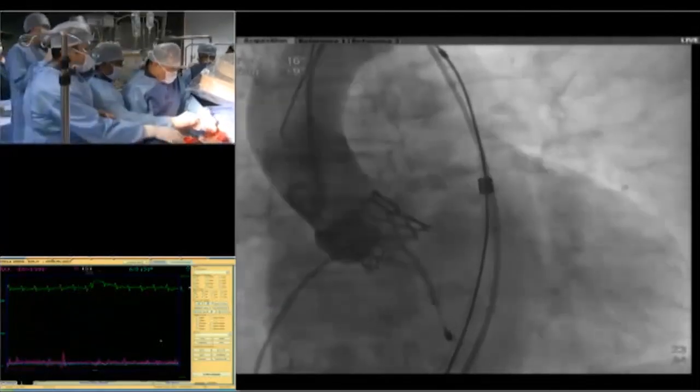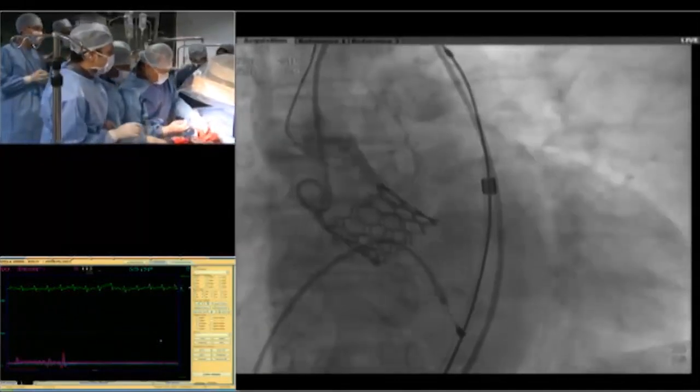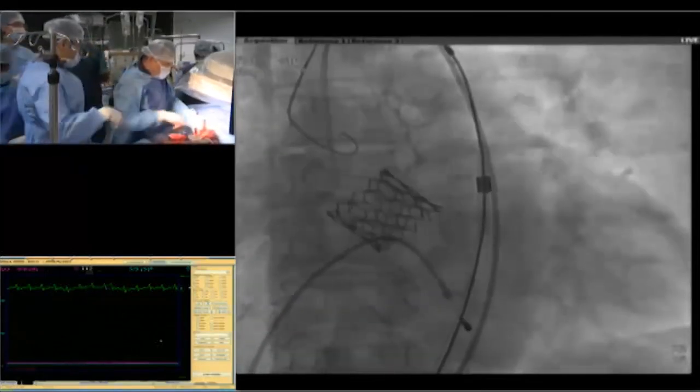Oh, the wire also came out. Just take your time. I think what we're going to do is deploy the ProGlide first. I think the wire was important.